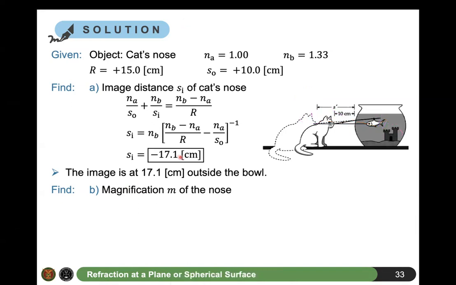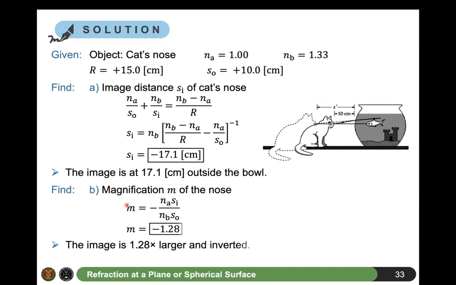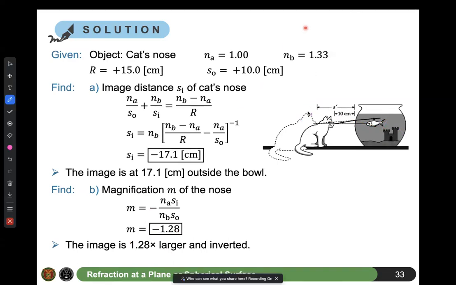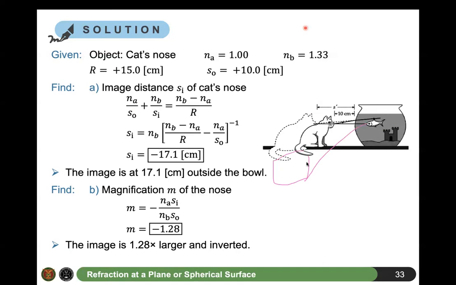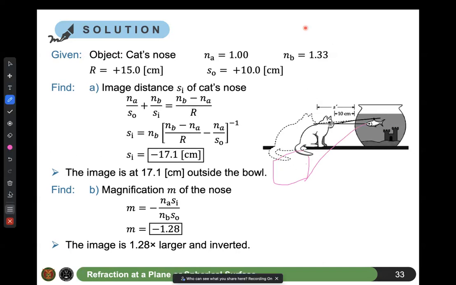For the magnification, we just use the magnification equation and we get negative 1.28. Since the magnitude is greater than 1, the image got bigger. However, it is inverted because the magnification is negative. So the image of the cat's nose will be somewhere here, because it is inverted, and it is also enlarged. Okay. Question?